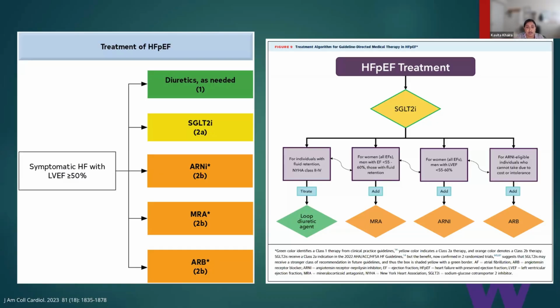Because as we know, the loop diuretics don't really improve overall mortality. They're really just treating the volume and the symptoms. Whereas the SGLT2 inhibitors and MRAs might actually have potential for cardiac remodeling, and also renal protection. So usually I try to add both of these agents, especially for someone who's already hypervolemic, with the goal of trying to decrease their loop diuretic as best as I can.